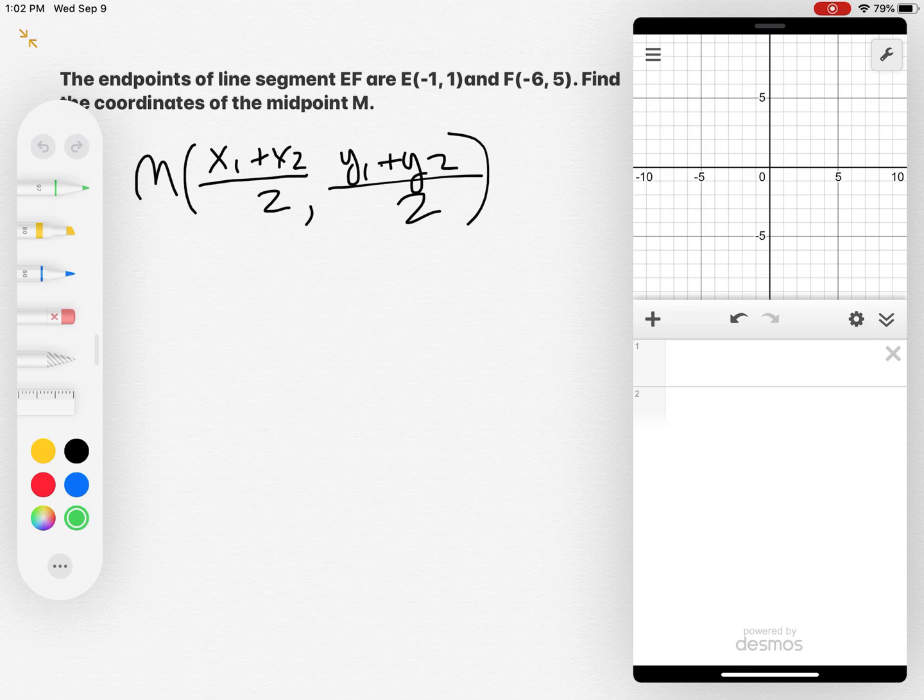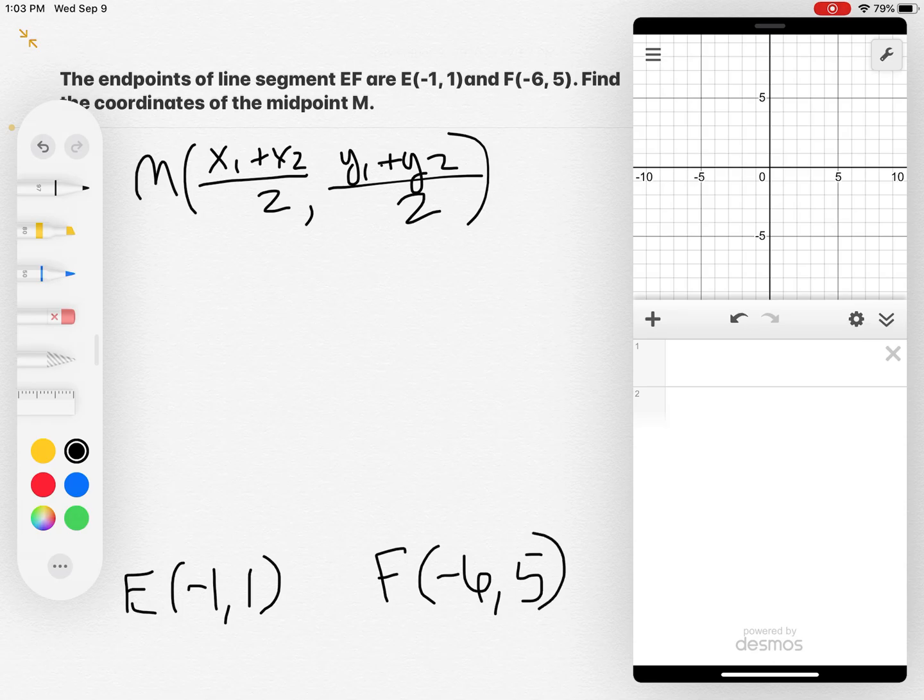Okay, so same idea. This time we have points E and F. The endpoints of line segment EF are E, -1, 1, and F, -6, 5. Once again, they're asking us to find the coordinates of the midpoint M. I like to label my coordinates first. Let's do that. x1 is the x coordinate of my first point, so -1. y1 is the y coordinate of my first point, so 1. x2 is -6. y2 is 5.